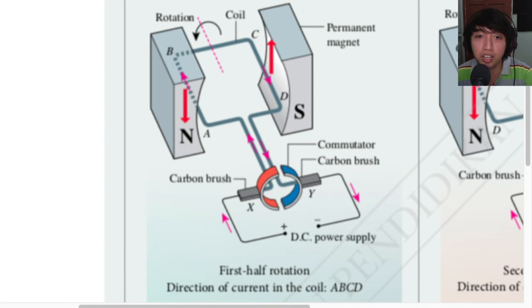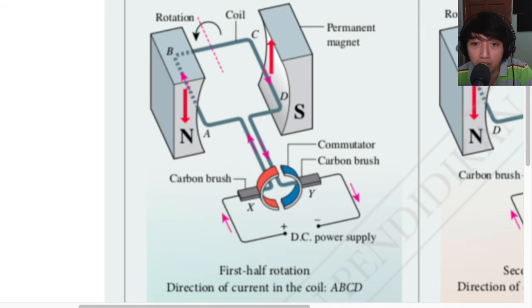So what you see here is the coil, and hopefully I can explain this properly. So you have the coil and the current is going A, B, C, D, right? So that is the direction of the electric current, which causes a rotation anti-clockwise, according to these magnets.